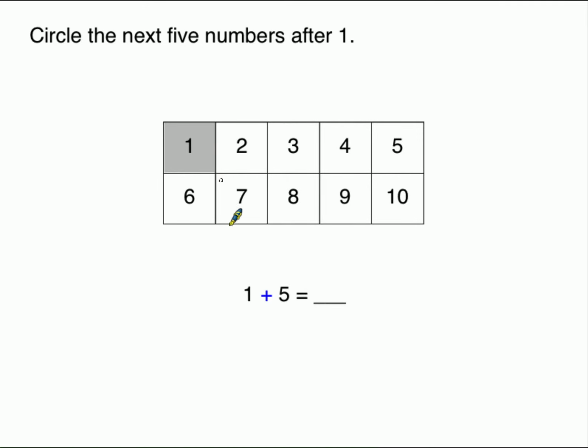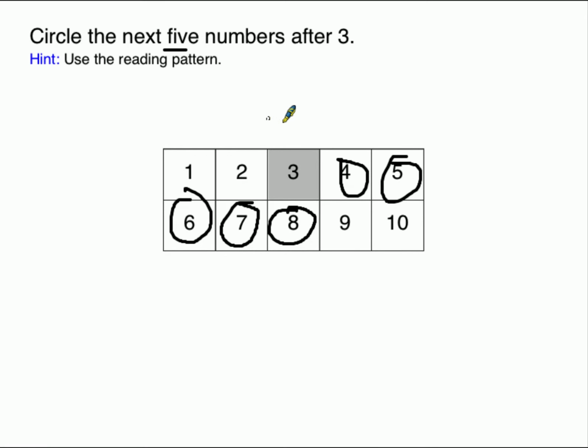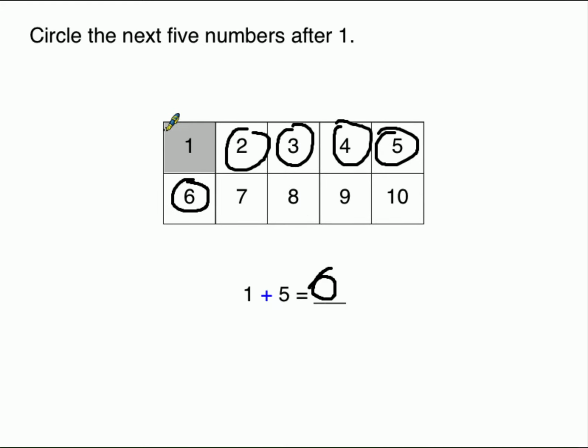So we're going to start at 1 and we're still going to do 5 more. Ready? 1, 2, 3, 4, 5. 5 more than 1 is 6. Have you seen a pattern yet? 5 more than 3 is 8. 5 more than 1 is 6.